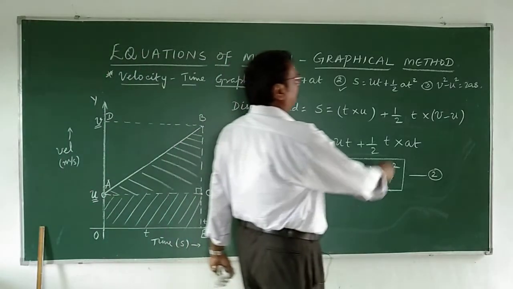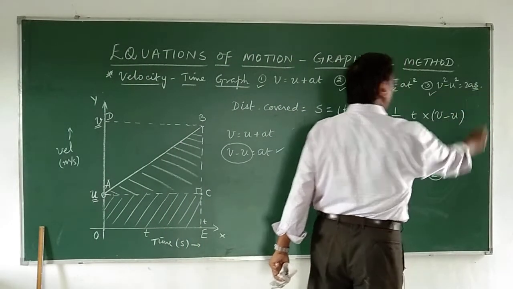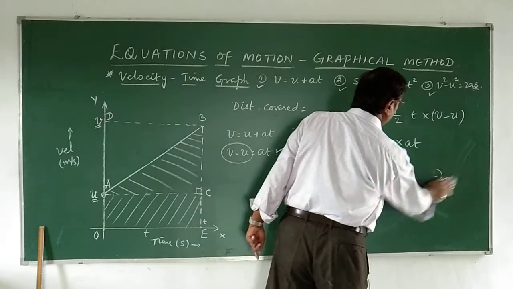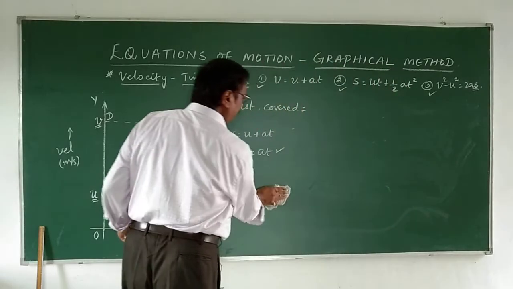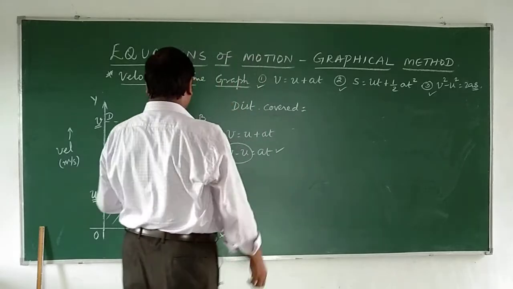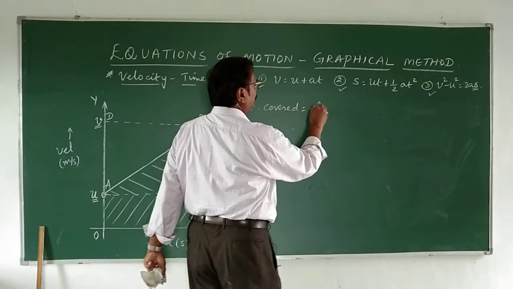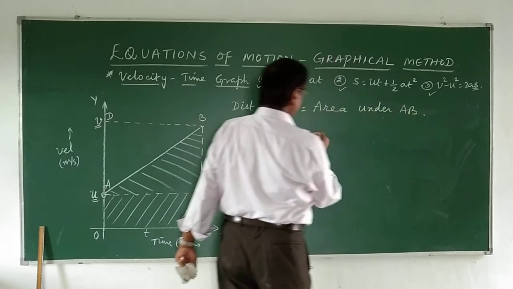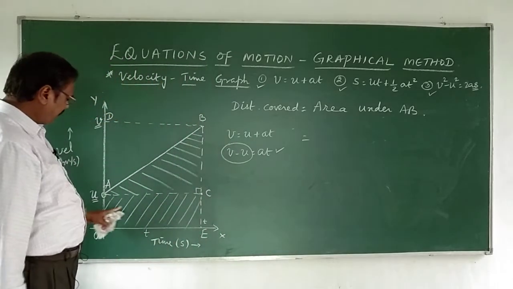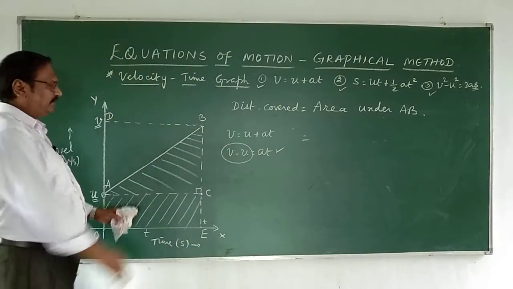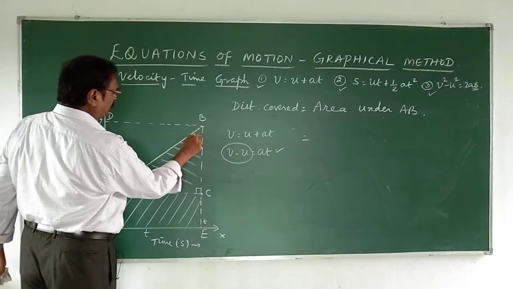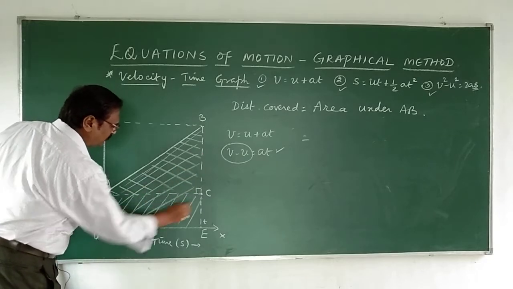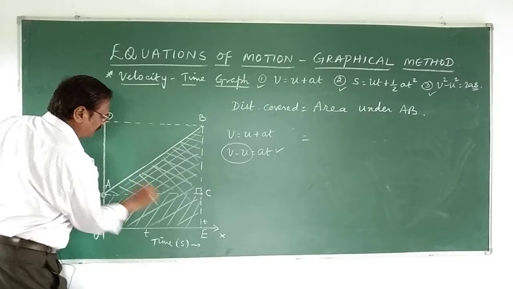The last equation also has distance in it, right? So again we go back to the same point: the distance covered from the velocity time graph can be said to be the area under AB, the straight line. Now already we took a rectangle and a triangle. Here we will take the whole shape. What is the whole shape? You see carefully, it is nothing but a trapezium. The whole thing is nothing but a trapezium, right?